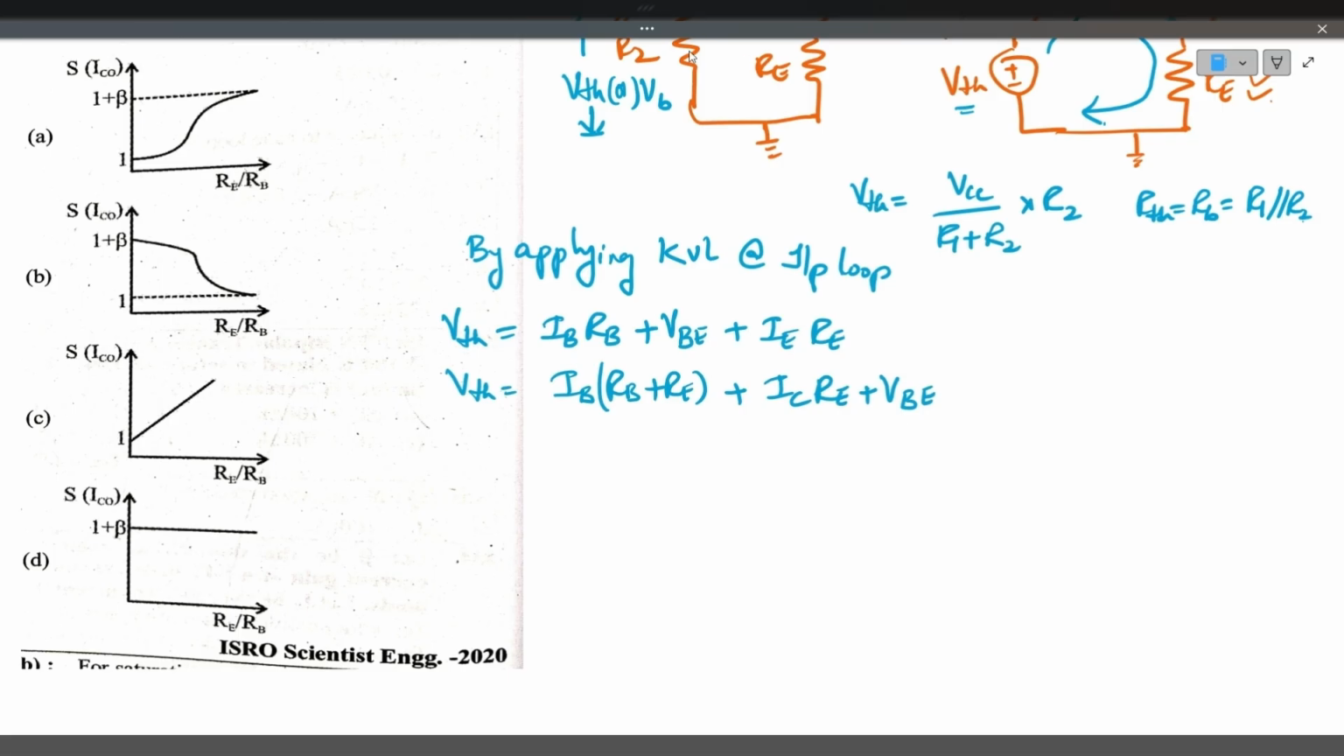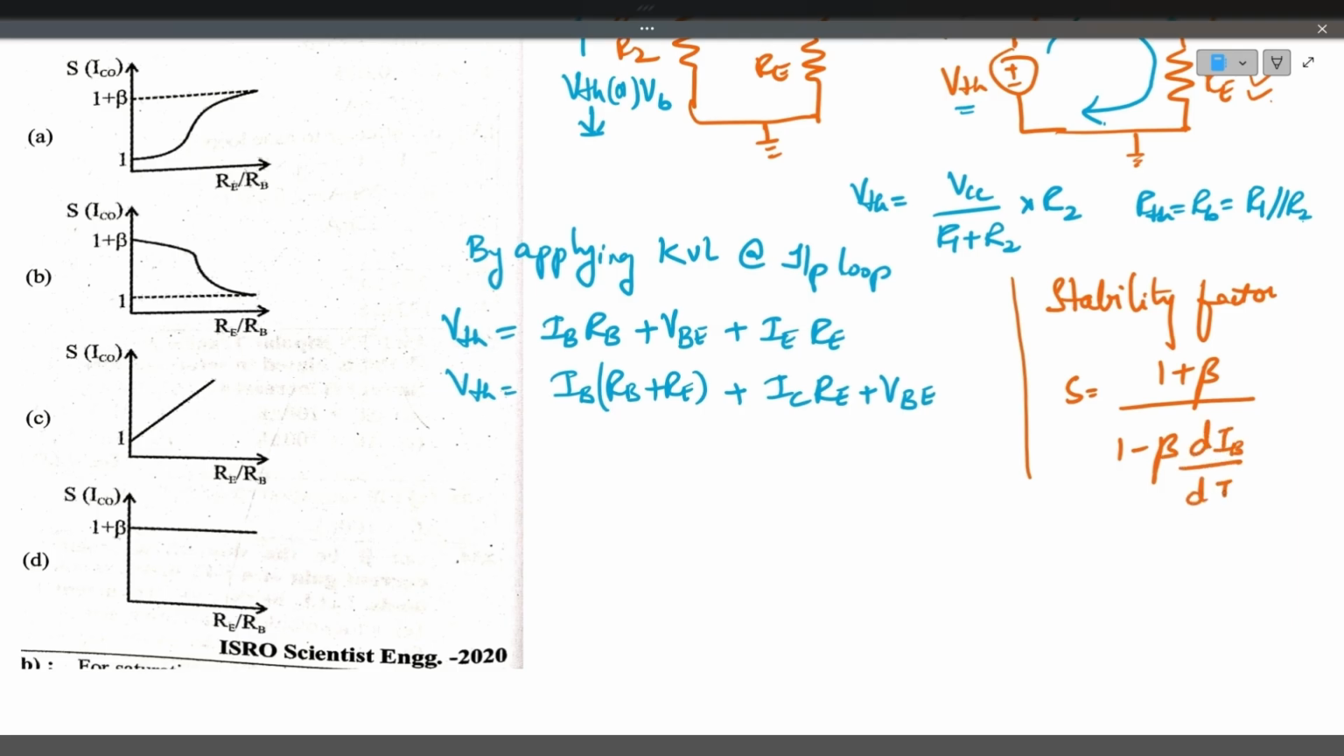Now what is the stability factor? The stability factor formula is S equals 1 plus beta divided by 1 minus dIB by dIC, the rate of change of base current with respect to collector current. Beta is constant here, so we need to find dIB by dIC for this emitter bias circuit.